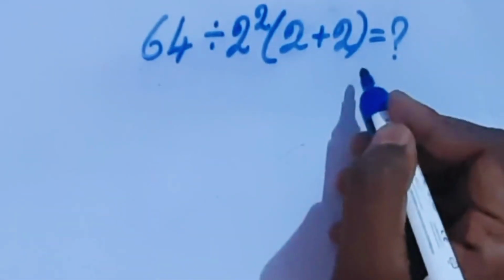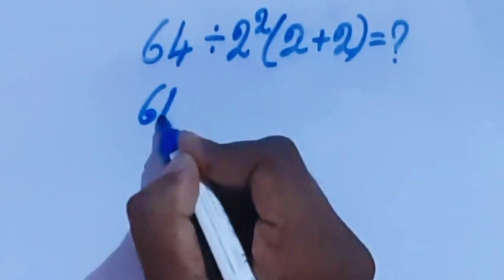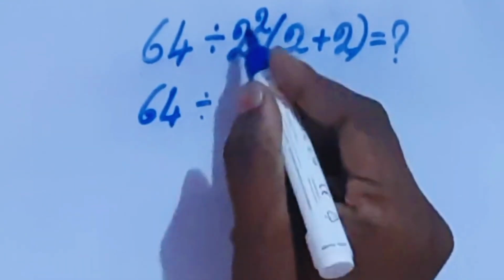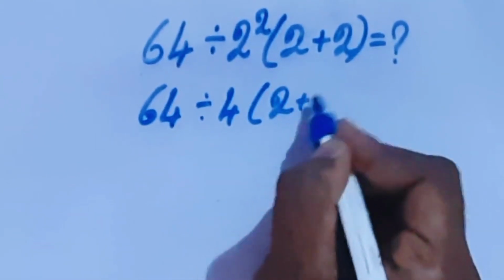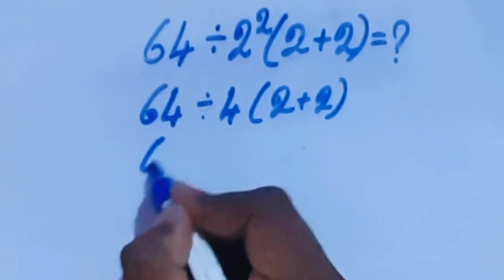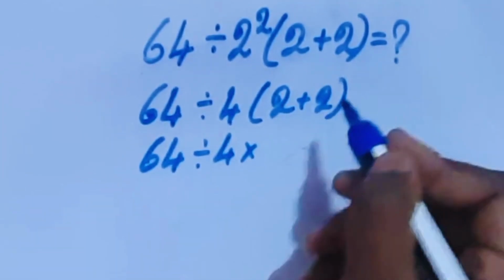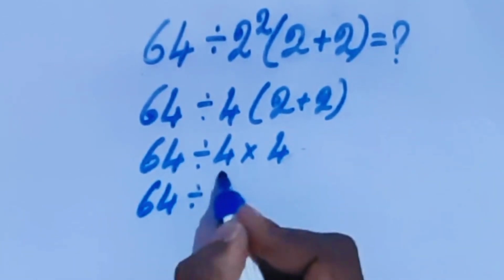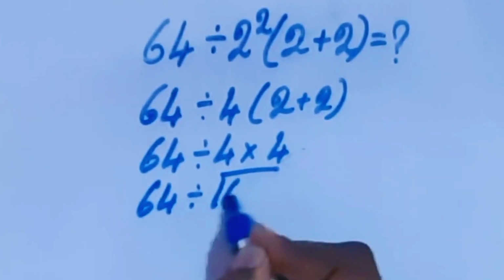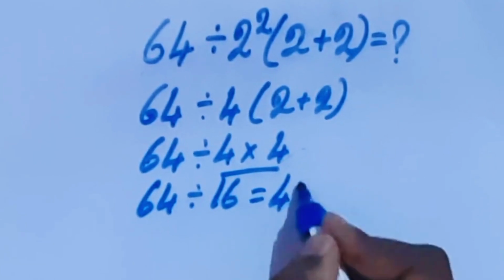I guess most of them get answer 4 for this problem in the wrong order. Here 64 divided by 2 power 2 is 4, times 2 plus 2 in bracket. Here 64 divided by 4 times, here 2 plus 2 is 4. Here 64 divided by 4 times 4 is 16. Here 64 divided by 16 is 4, which is the wrong answer.